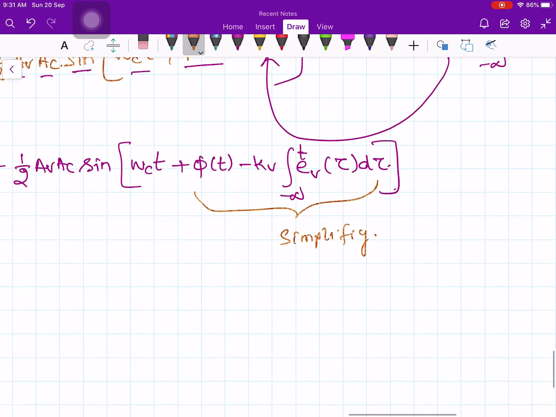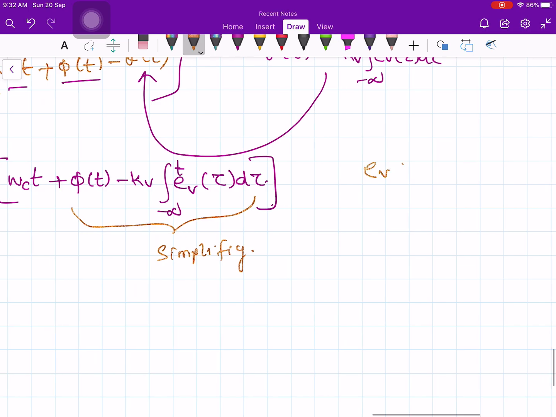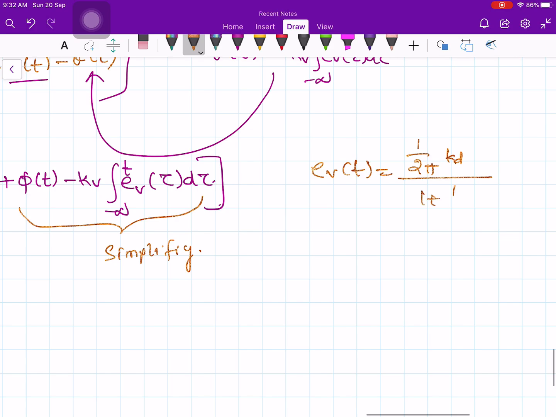Okay, we got EV of t. What is your EV of t? Just now we derived, EV of t is equal to 1 by 2 pi kd whole divided by 1 plus 1 by 2 pi kV kd times d phi of t by dt.